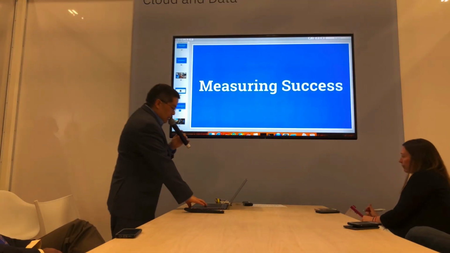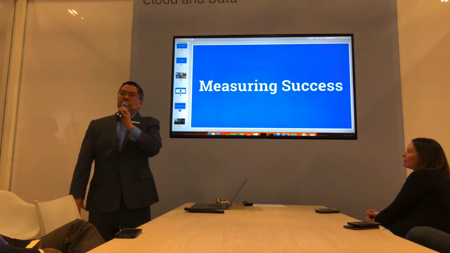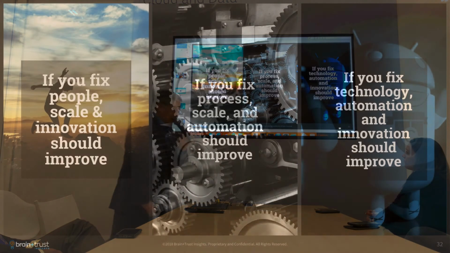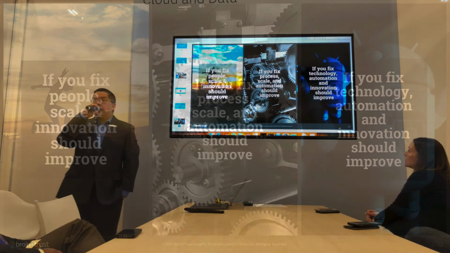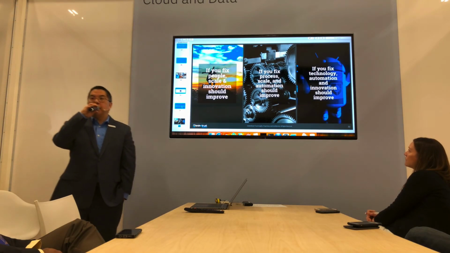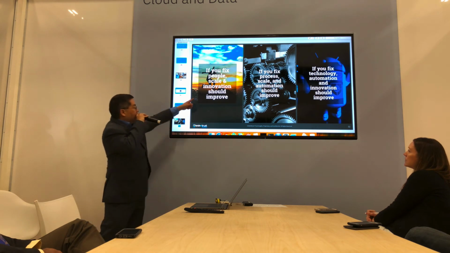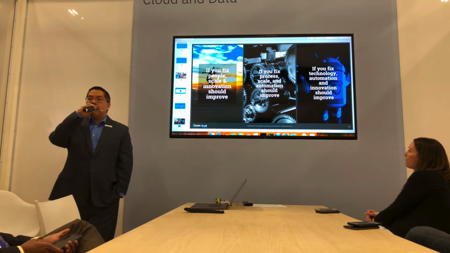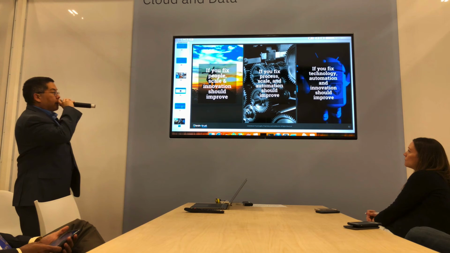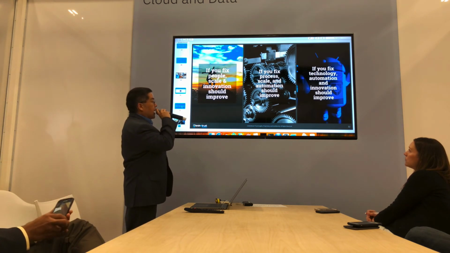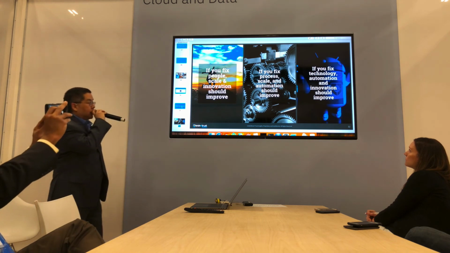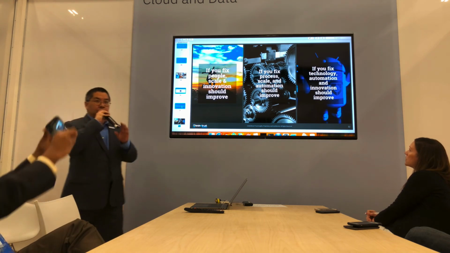How do you know it's working? If you're embarking on a pilot project of some kind, obviously, you have the KPIs that you set out in the beginning, but if you fix people, scale and innovation should increase. You should see more scale and more innovation in your organization if you fix the people problems. If you fix the process problems, scale and automation should improve. And finally, if you fix technology, automation and innovation should improve.